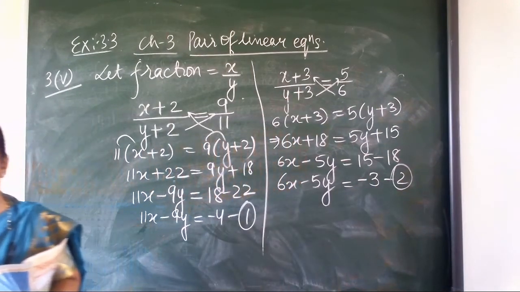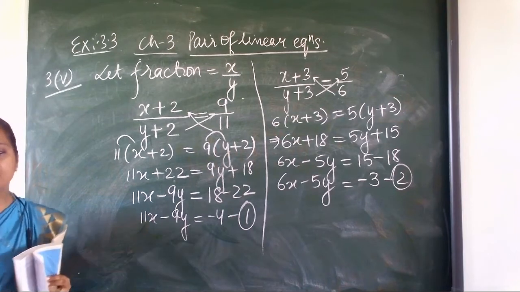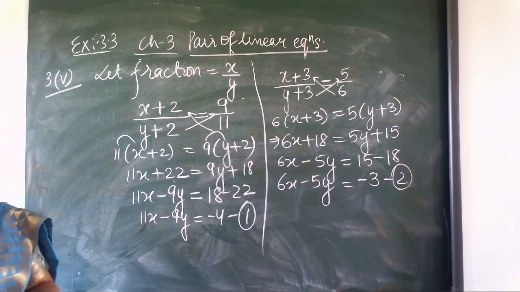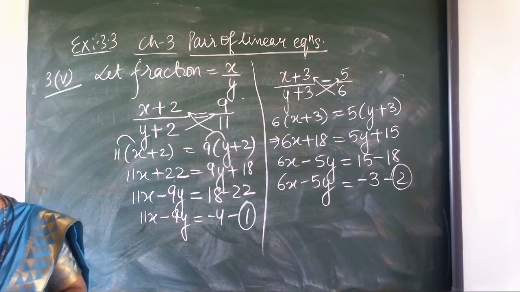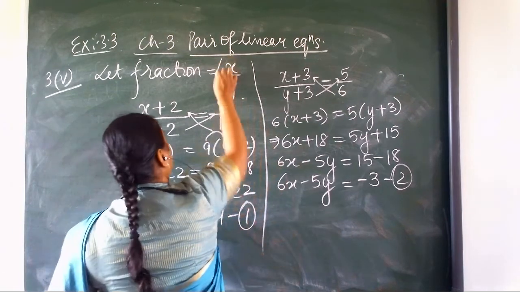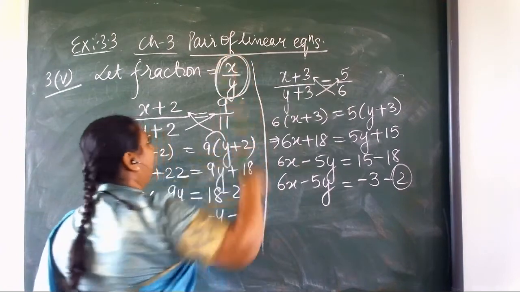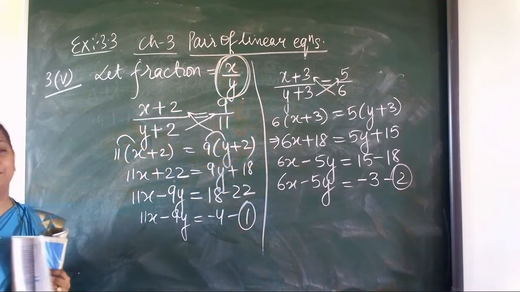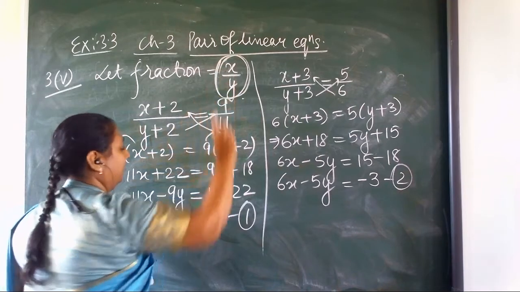This is the standard equation. Now the two equations you solve by the substitution method and find the values of x and y, and again you put the values of x and y in the original fraction. Means you have to write the original fraction, putting the value of x here and y here. Clear?